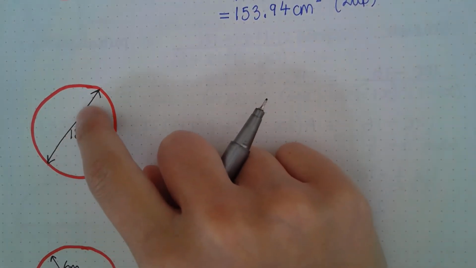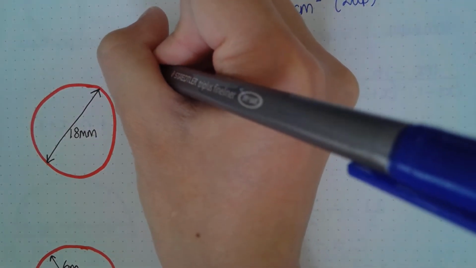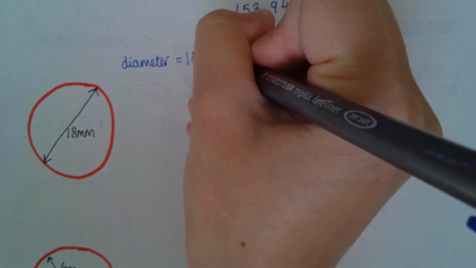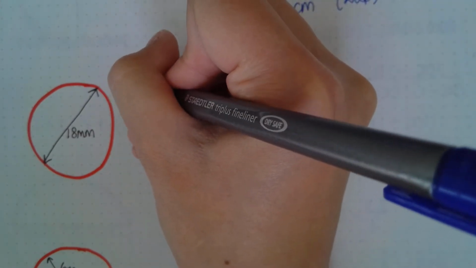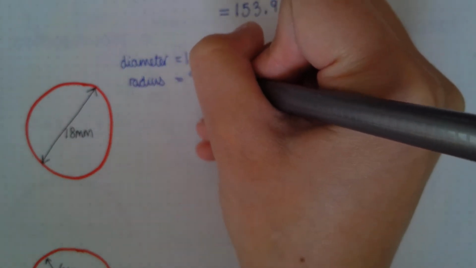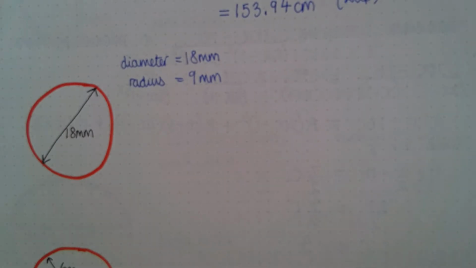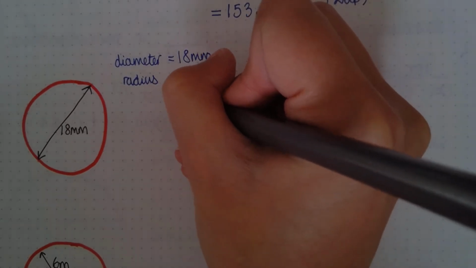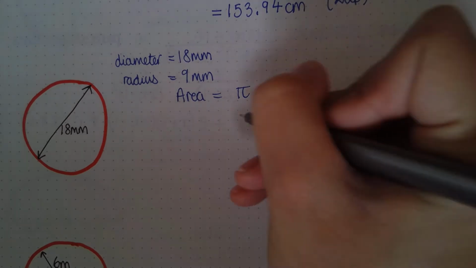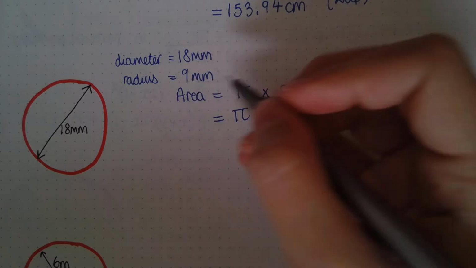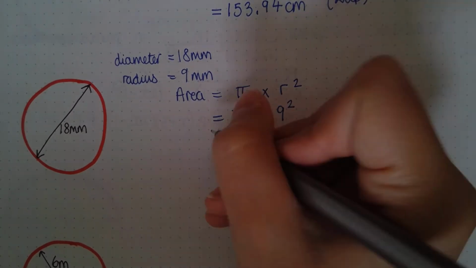This time we've been given the diameter, so I'm going to write diameter equals 18 millimetres. So my radius is half of the diameter, so that's 9 millimetres. Okay, that's what we're going to start with. It's going to just set it out and make it a bit easier. So area equals pi times radius squared. Pi stays the same, times my radius is 9 squared.